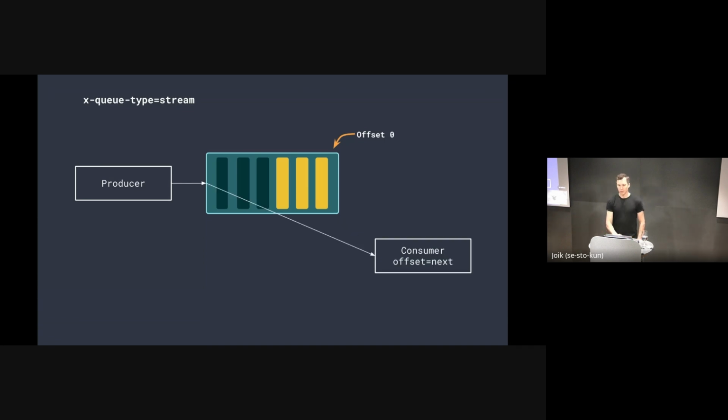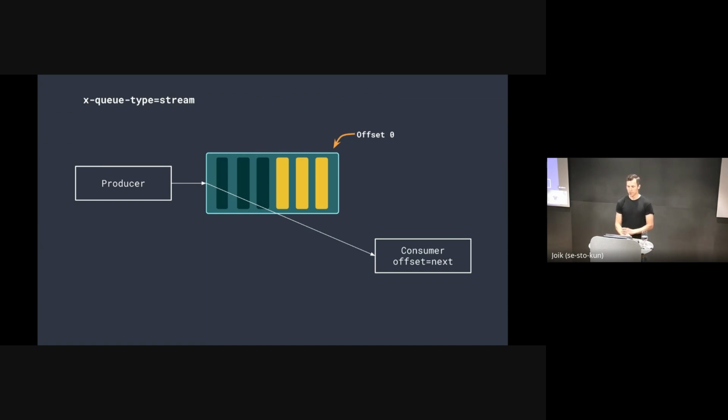You can also specify different types of offsets. So, for example, in the first slide, you can specify first to get the first message. You can say next, which is the next message coming into the stream. That means skip all the messages that are in the stream and get the next one from the producer. You can also specify last. That means messages from the last segment in this stream. So you have to know how the messages are stored. We'll look into that later.